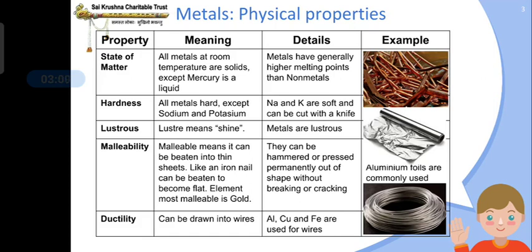Like an iron nail can be beaten to become flat. The element most malleable is gold, which means you can give any shape to gold. They can be hammered or pressed permanently out of shape without breaking or cracking. The fifth point is ductility. Ductility means which can be drawn into thin wires. If any substance can be drawn into thin wires, then we say it has the ductile property. Aluminium, copper and iron are used for wires.